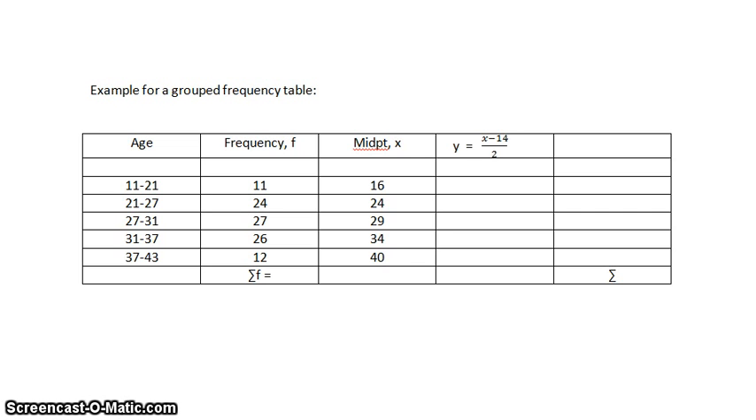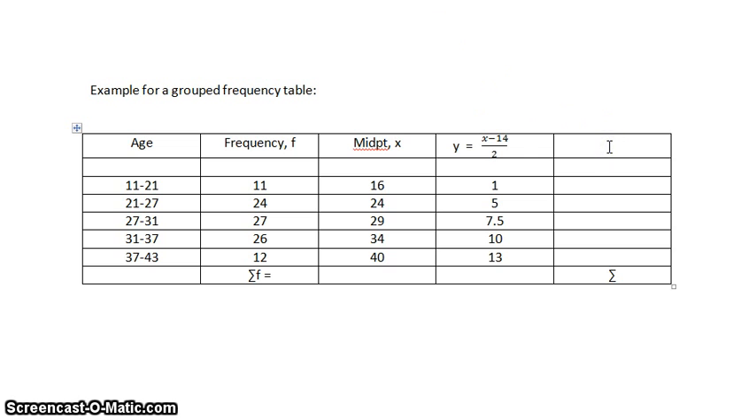Now, here's the coding formula that we're going to use, and we're going to apply this to x, so the midpoints. So we're going to do y equals x minus 14, divided by 2. So the first one, 16 take away 14 divided by 2 is 1, and we apply that to each of the x values to get our y values. So we get 1, 5, 7.5, 10, 13.